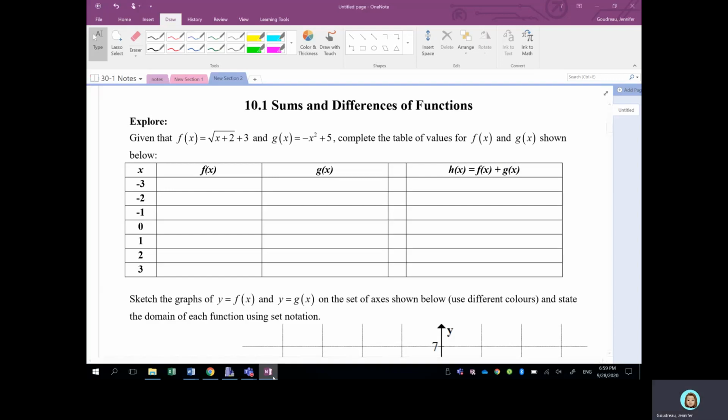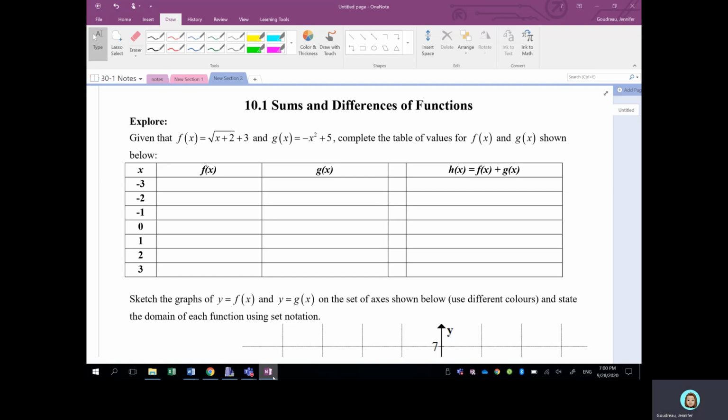In Chapter 10, we are creating new functions by combining multiple functions together. In 10.1 and 10.2, we are combining functions using our traditional operations: adding, subtracting, multiplying, and dividing. In 10.3, we are going to create new functions by taking one function and placing it inside another function, creating a new function called a composite.